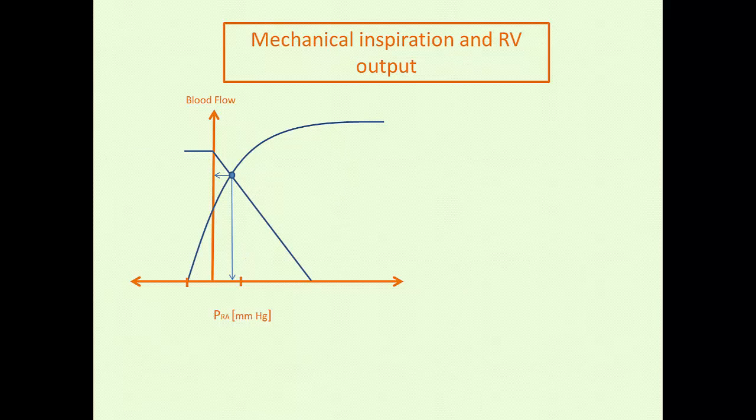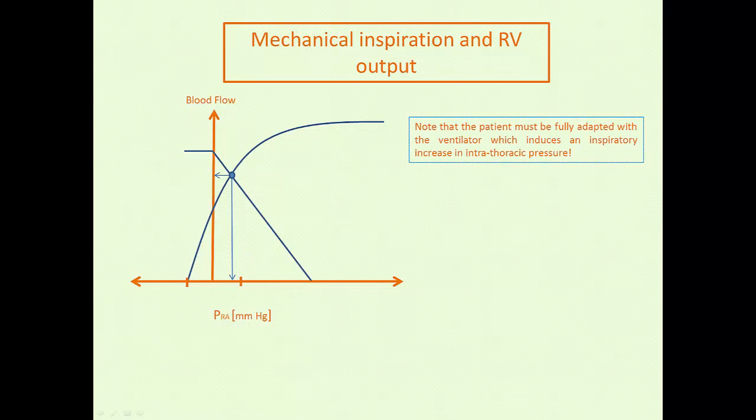So again, this is mechanical inspiration and RV output. So this curve is the right heart function curve here. This is your systemic venous return curve here. Blood flow or venous return or cardiac output is on the y-axis. On the x-axis is your right atrial pressure in millimeters of mercury. So this is your intravascular right atrial pressure here, or your CVP here, and this is your cardiac output in response to this, and this is called the operating point of the cardiovascular system.